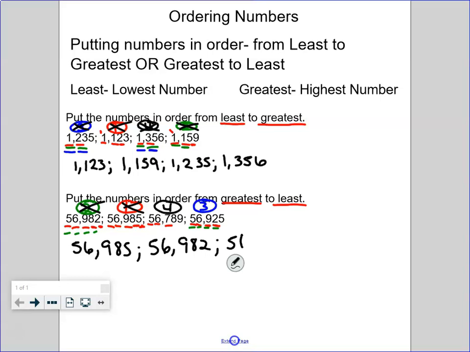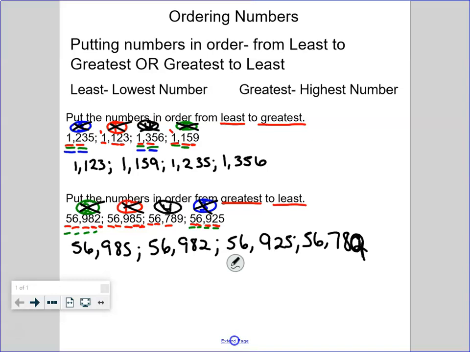Next I've got 56,925. Cross off my 3. And my last semicolon, I've got 56,789. That's 9.